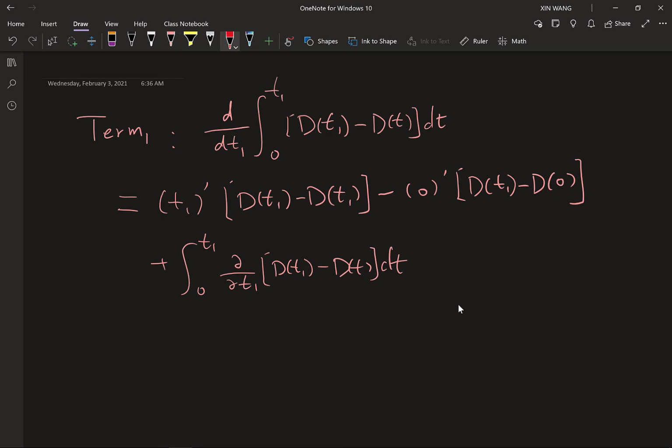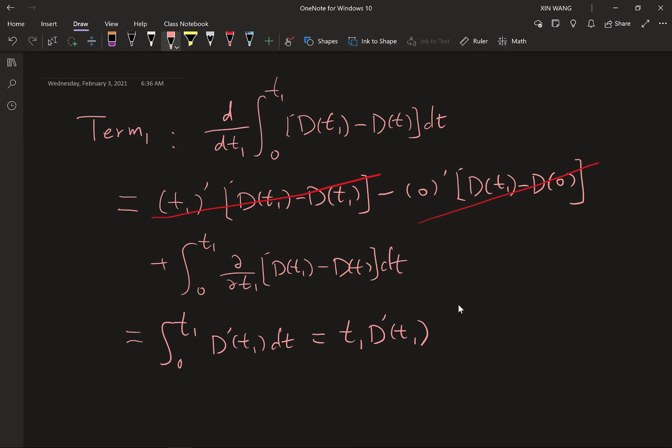Interestingly, this is 0, since dt1 and dt1 cancel, and this is 0 because the derivative of 0 is also 0. So the only term left is the last one, which is very easy to calculate, because the partial derivative of this function is just d prime(t1) dt, since the partial derivative of dt is 0. Then we can get this out. So this is our term 1.